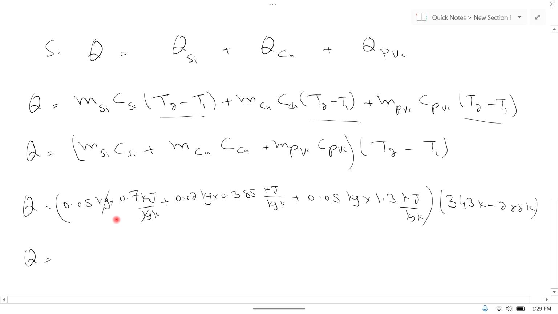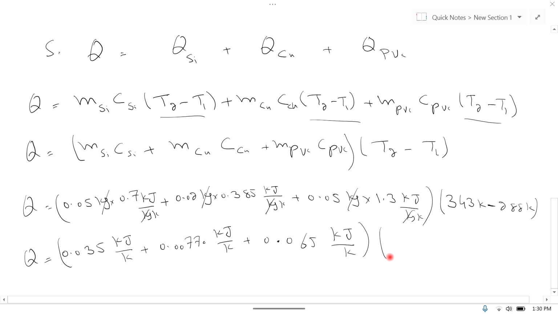Further simplify this, so kilogram will be cancelled with kilogram. 0.05 multiplied by 0.7 is equal to 0.035 kilojoule per Kelvin, plus 0.02 multiplied by 0.385 is equal to 0.00770 kilojoule per Kelvin, plus 0.05 multiplied by 1.3 is equal to 0.065 kilojoule per Kelvin, into 343 minus 288 Kelvin, which is equal to 55 Kelvin.